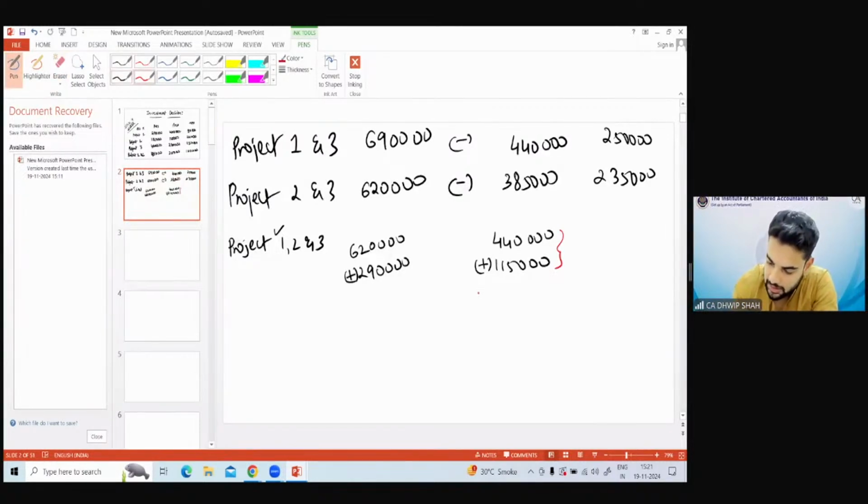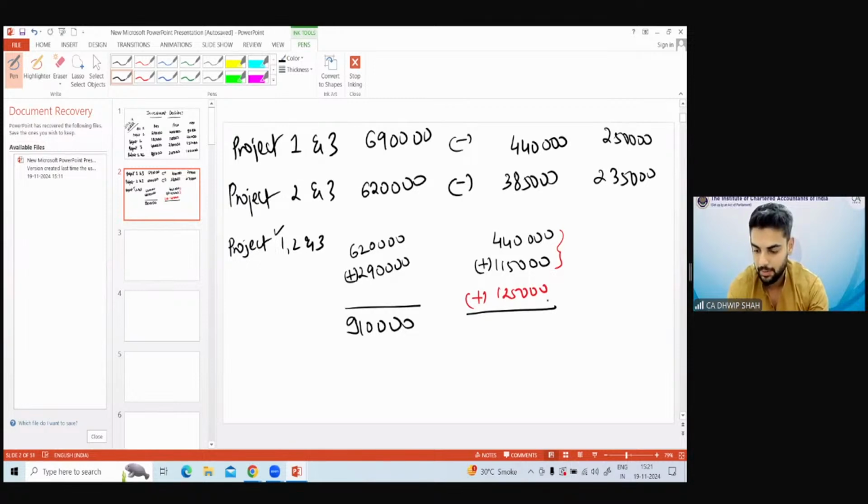And in addition to this, there is 1,25,000 rent expense that is incurring when 3 projects are taken together. Plant expense. Yes, I was about to write that. So my PVCI when project 1, 2 and 3 are taken together comes to 620 plus 290, which comes to 9,10,000. And my PVCO comes to 440 plus 115 plus 125, 680. So NPV, if all the projects are taken together, comes to 2,30,000.